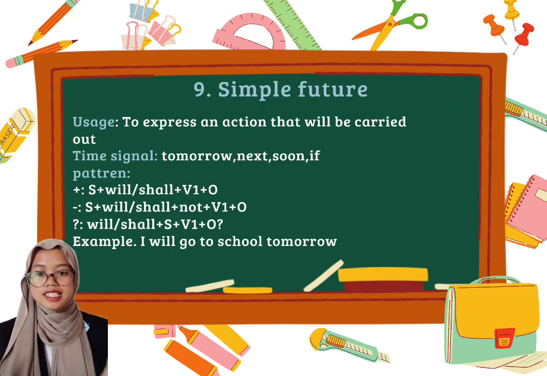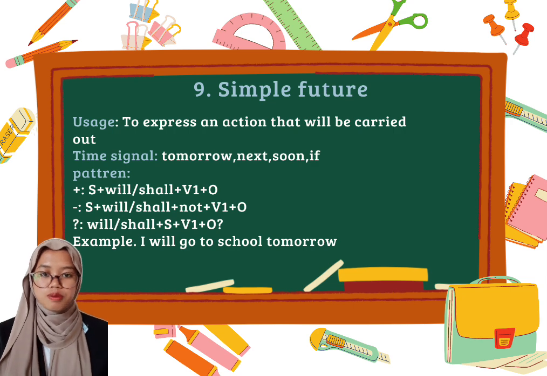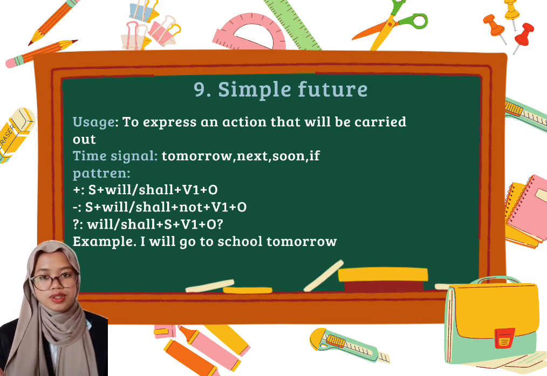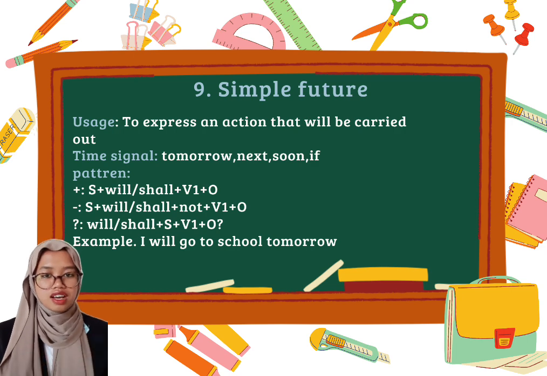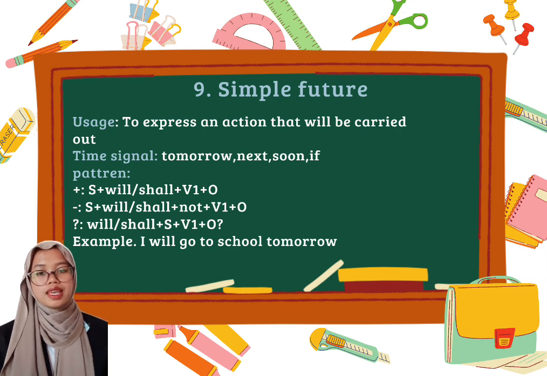Number 9 is simple future tense. Simple future tense is used to express an action that will be carried out. The time signals are tomorrow, next, soon, if. The pattern is subject plus will or shall plus verb 1 plus object. The example, I will go to school tomorrow.